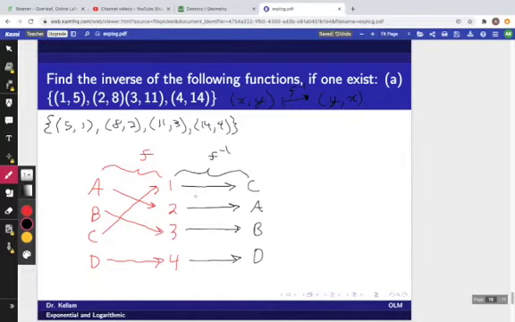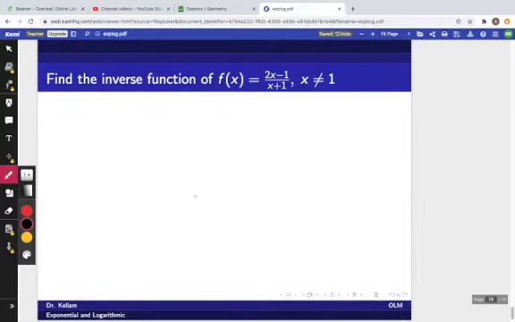Let's move forward one. And here we're going to find the inverse function of an equation. Now, this function is one-to-one. So how are we going to go about finding the inverse function? Well, this is essentially y equals 2x minus 1 over x plus 1. And of course, x cannot be 1.